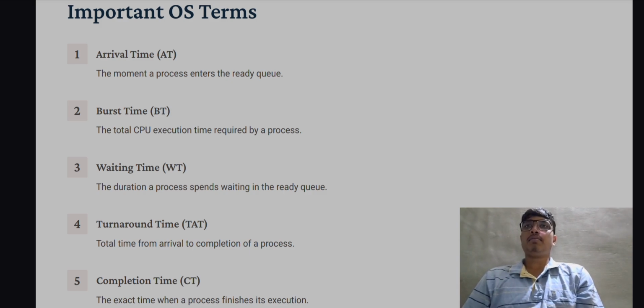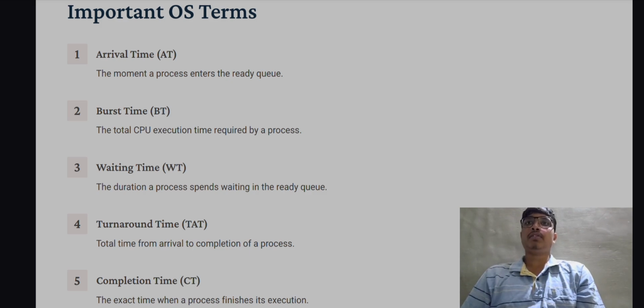Next, burst time, it means BT. The actual CPU time needed by the process to complete its execution. Next, waiting time. Waiting time means how long a process waits in the ready queue before the CPU execution starts. The formula is waiting time is equal to start time minus arrival time.